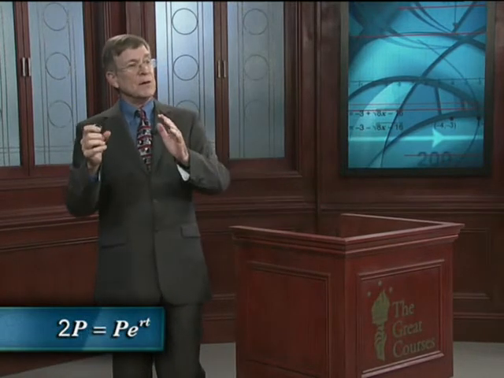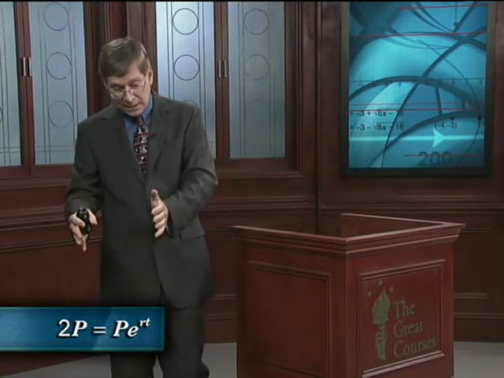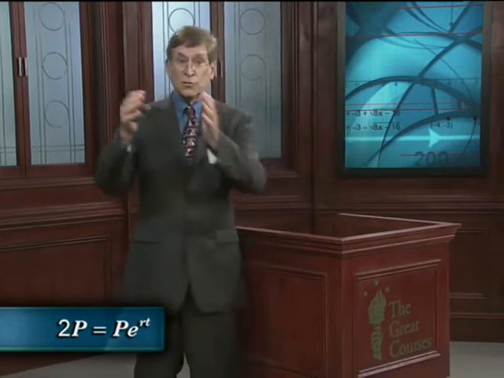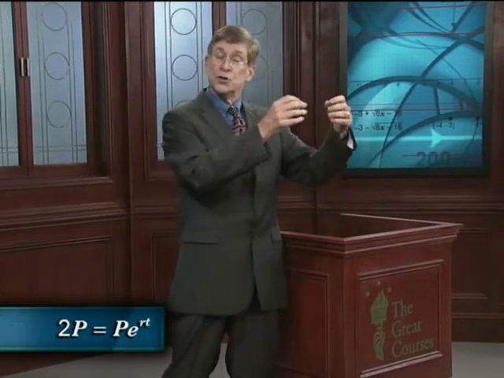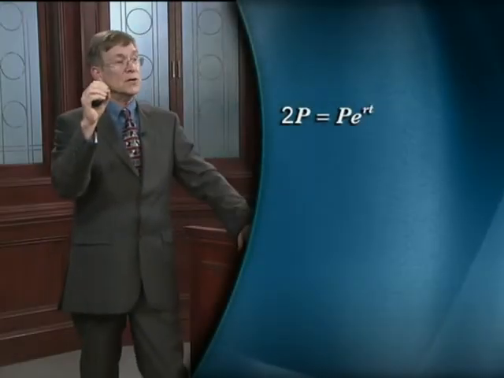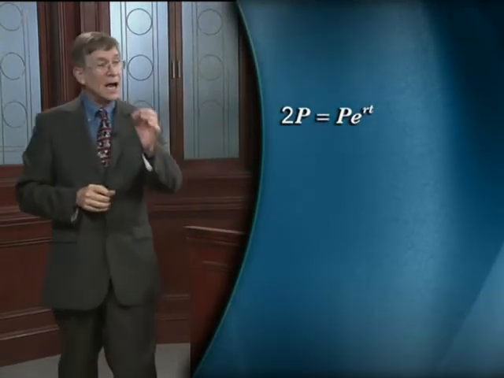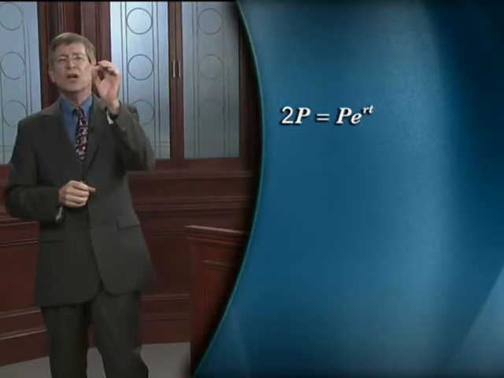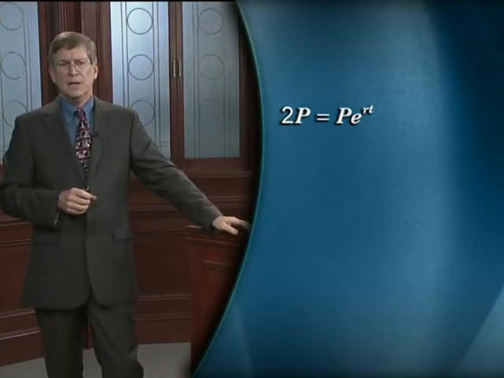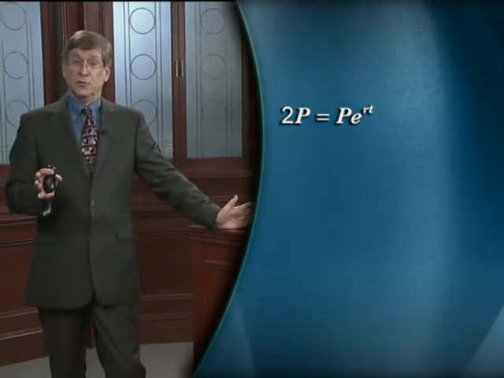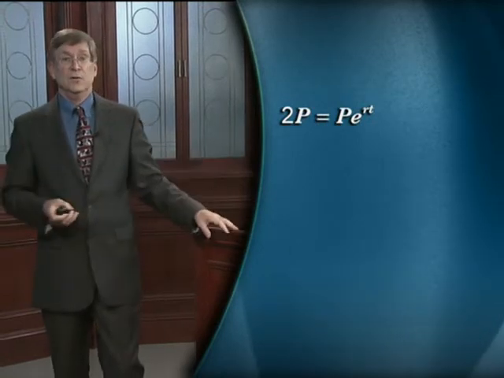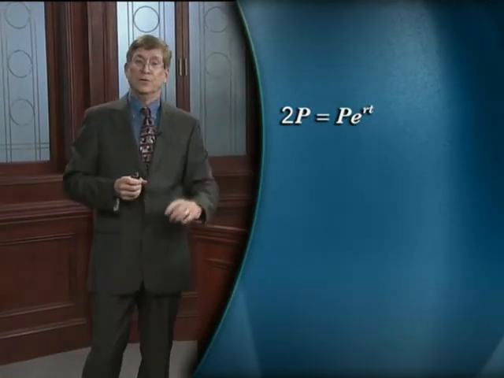And I want the amount, which started at P, to double. So it goes from P to 2P. So I want to solve the equation 2P equals Pe^(rt). I want to solve that equation for t, the time. And r is given. r is some interest rate. Assume it's, say, 5% or something. Let's solve that equation for t.